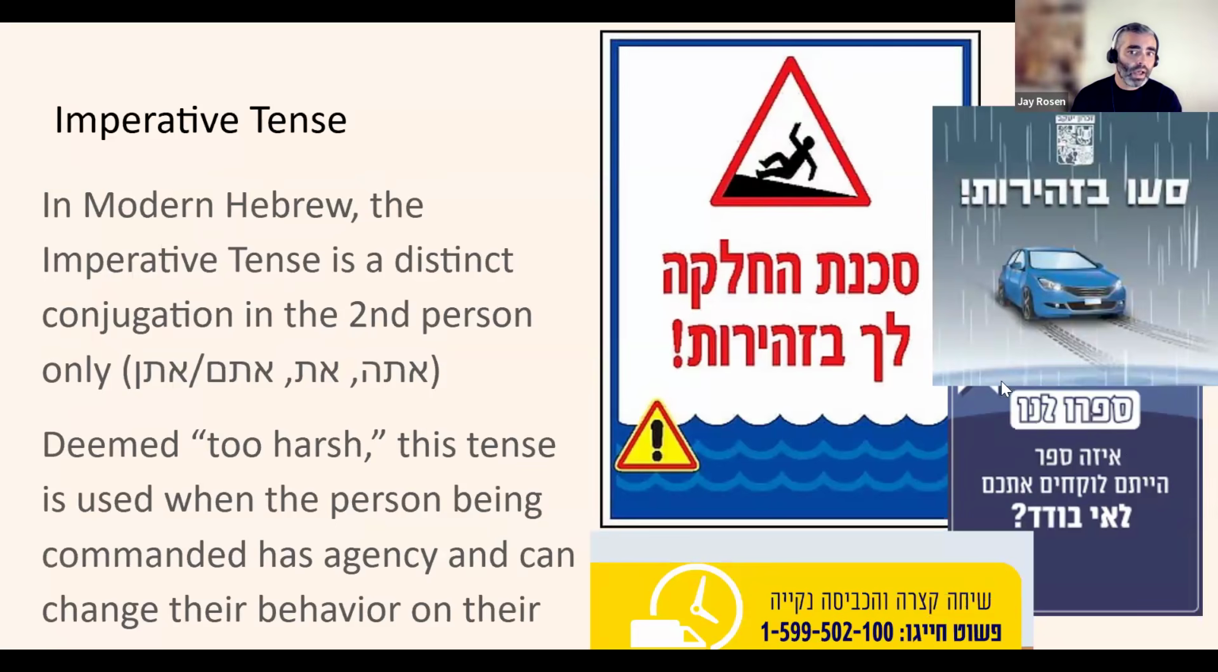But notice that some of these, like lech, is in singular, and the rest of these are all in plural. This, sakanat hachlaka lech bezehirut, is in the singular. It's implied for everyone, but it's interesting that it's only in singular masculine. Whereas the others, all three of them, on the right-hand side and at the bottom, are all in the plural, gender inclusive. So it's meaning for everyone to do this.